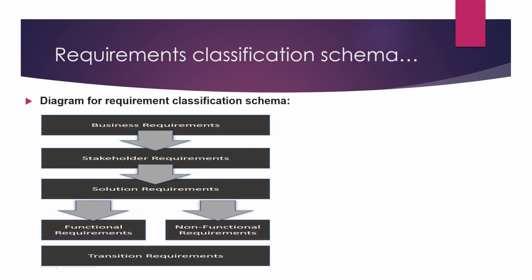So you can see a diagram showing what I've just described: how you move from business requirement to stakeholder requirement, how you move from stakeholder requirement to solution requirement, and how solution requirement is divided into functional requirements and non-functional requirements. And then finally, we have the transition requirements. So let's begin to explain what these various categories of requirements actually mean.